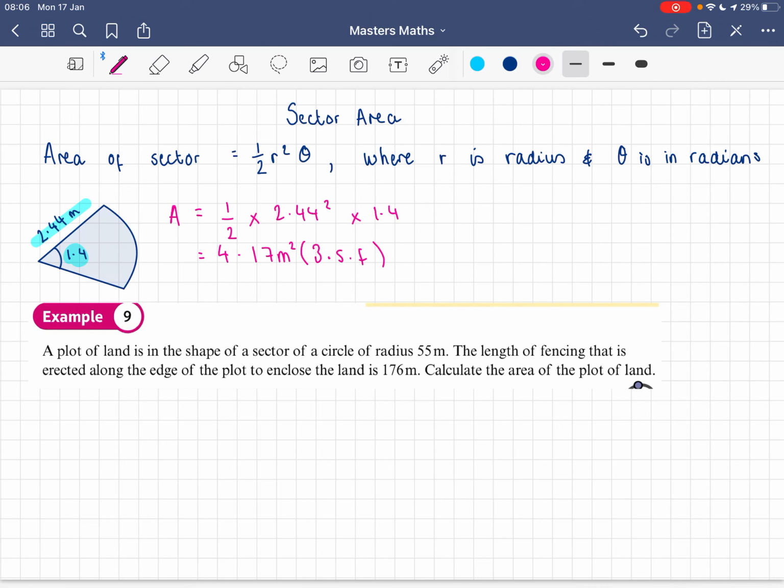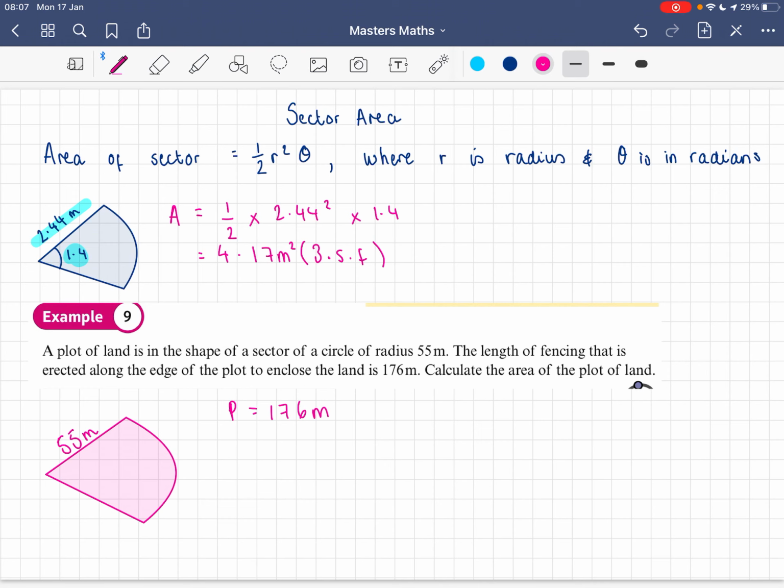We have a plot of land in the shape of a sector of a circle. Always draw it out if you can, because it does make it easier to see what's going on. So we have something that looks like that. It has a radius of 55 meters. The length of fencing that is erected around the edge of the plot is 176. So we've been told the perimeter is 176 meters. Calculate the area. Right now we are missing the angle to be able to work this out. We're not given an angle at all.